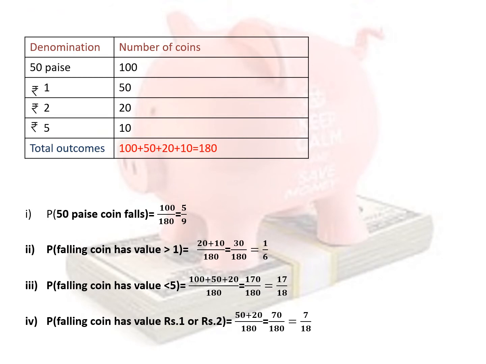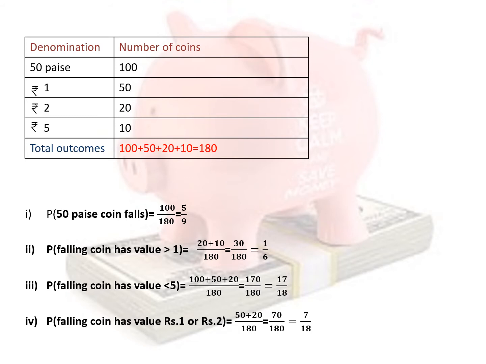Let us discuss the solution. I have made one table in which I have mentioned the denominations and the number of coins. 50 paise were 100 in number, rupees 1 were 50 in number, rupees 2 were 20 in number and rupees 5 were 10 in number. So in total we have 180 coins.